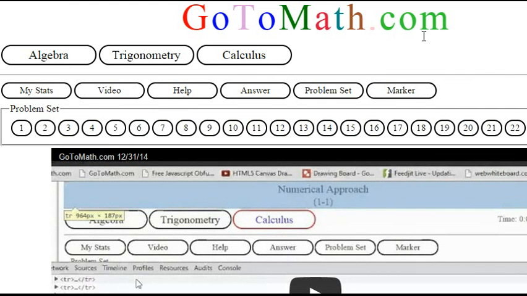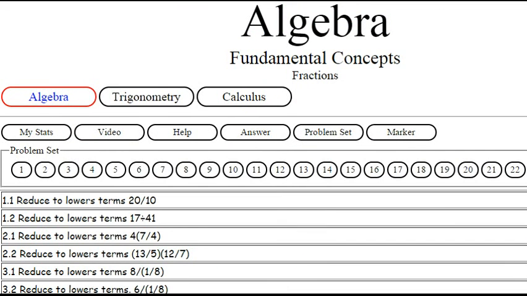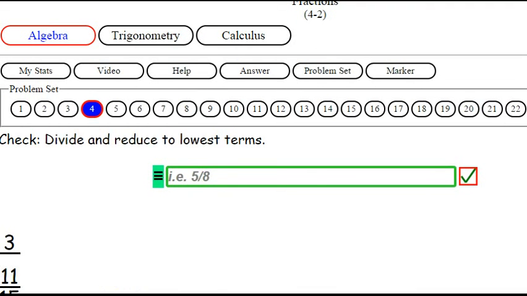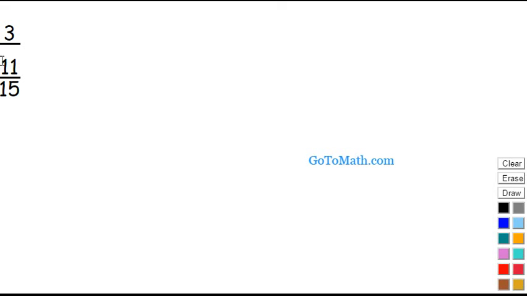Okay, we're over here at GoToMath.com. Let's click on the algebra, go down to fractions, and I believe we're doing 4.2. Let's click on that. All right, and bring up the marker board so we got something to write on. Right, so this kind of looks funky because there's a space right here, and that's just to differentiate that this is 3 over 11 over 15. If this were real close together, it would look like 3 over 11 and then that over 15. So that's the reason I've got a space there, okay?